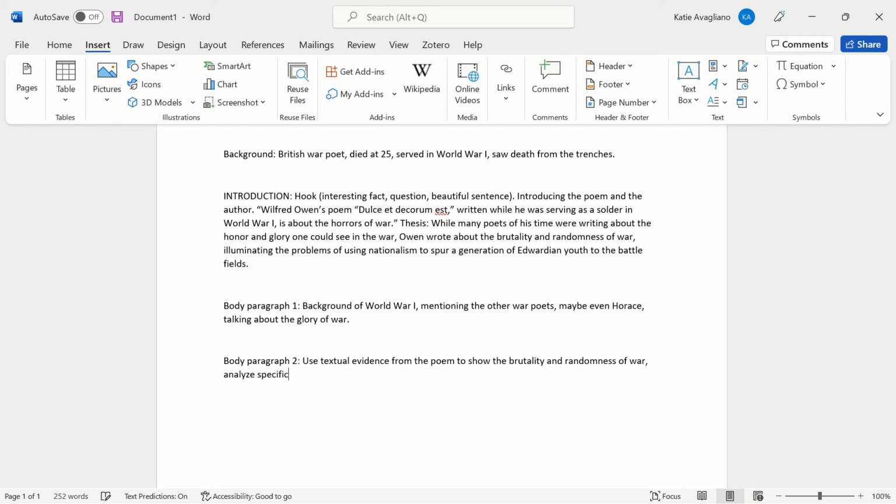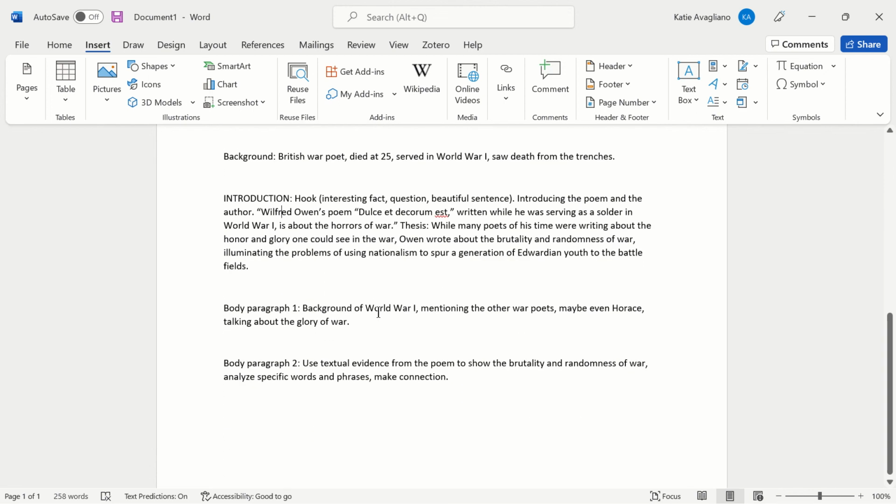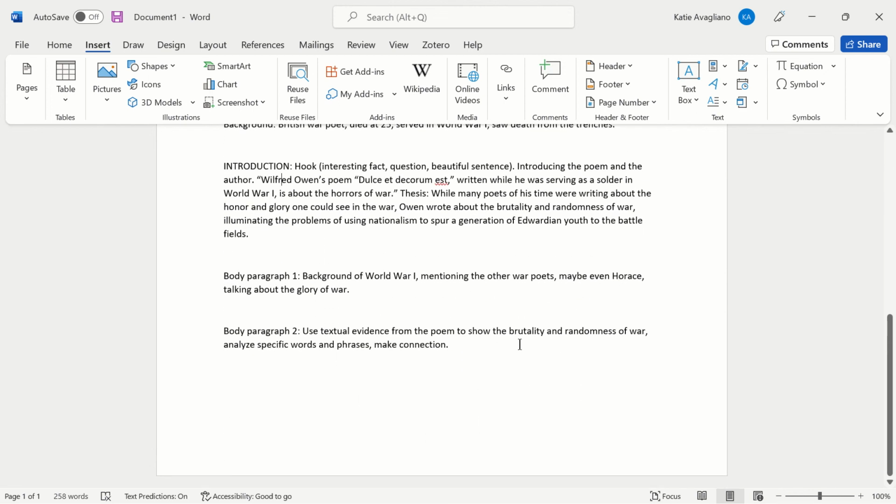Analyze specific words and phrases, make connections. Right. So this is where we're going to be doing some really good analysis using these connotations, using these allusions, talking about the themes. All of that stuff can go into body paragraph number 2. And body paragraph number 2 can also be body paragraph number 3, by the way. This is just a really basic outline, but if your paragraphs are getting long or you're talking about more than one idea, you can always break it up into multiple paragraphs.